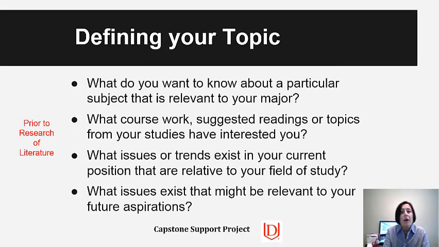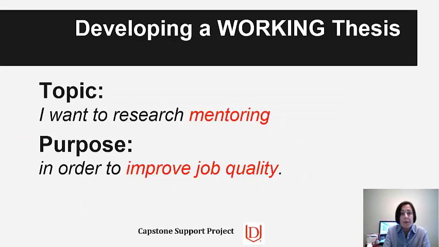Also, before you are really getting into the literature review, you're defining your topic. What is it you really think you want to know? What coursework have you studied, or other research papers have you written in your field, that have led you to have certain questions, something that you might be able to develop? What issues or trends exist that you might be able to study? In this case, I chose mentoring. What issues exist that might be relevant to your future aspirations? Again, coming back to that idea that this is something you might use going forward, either for mobility in your job or simply to get into the field that you want to get into.